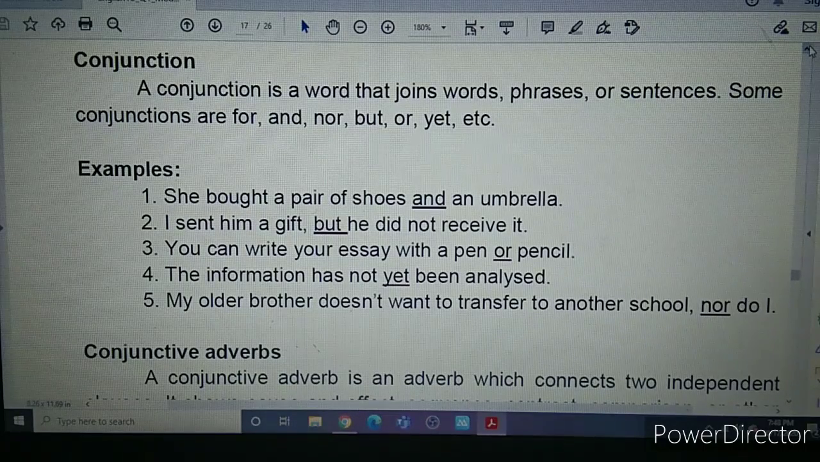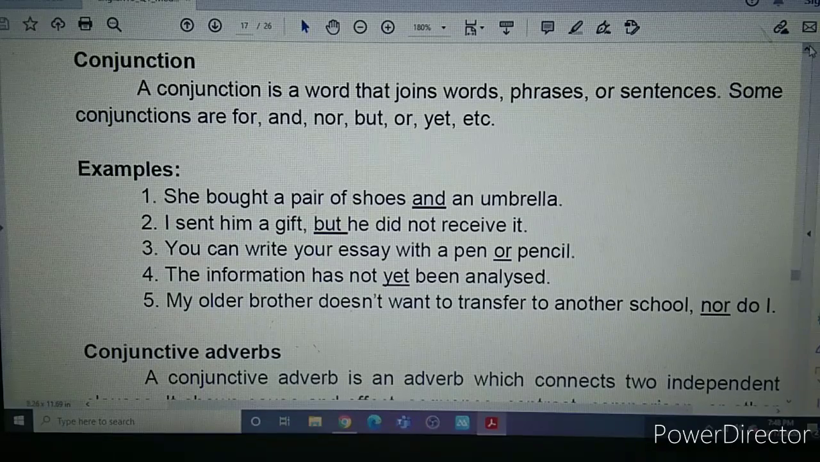Number 1, she bought a pair of shoes and an umbrella. So the underlined word is the word and, and it is an example of a conjunction. Now let's move on to number 2. I sent him a gift, but he did not receive it. The underlined word is but.